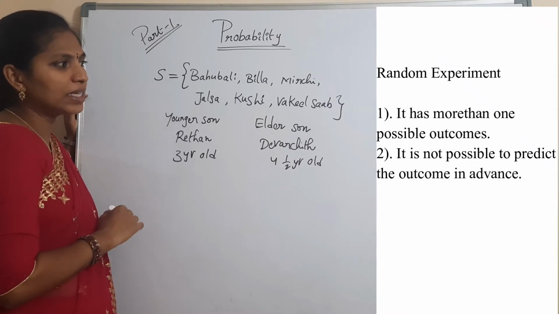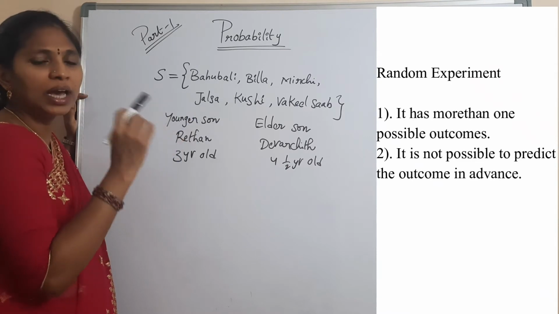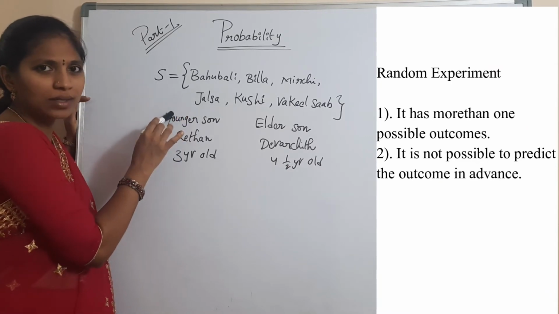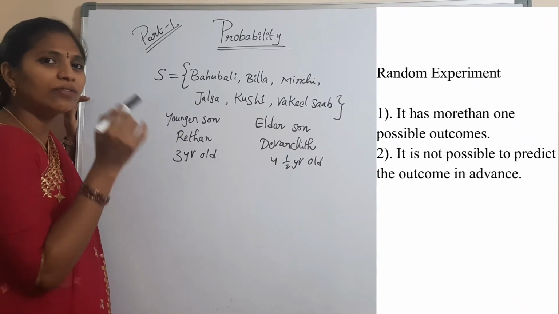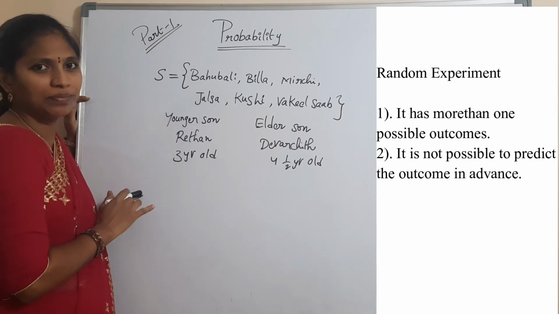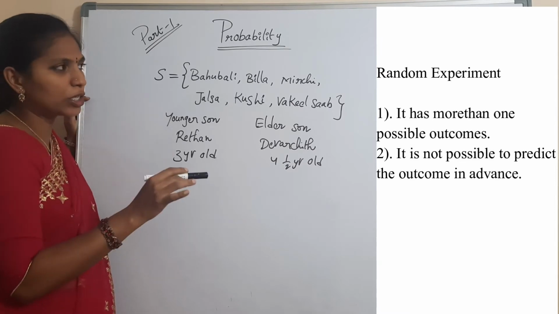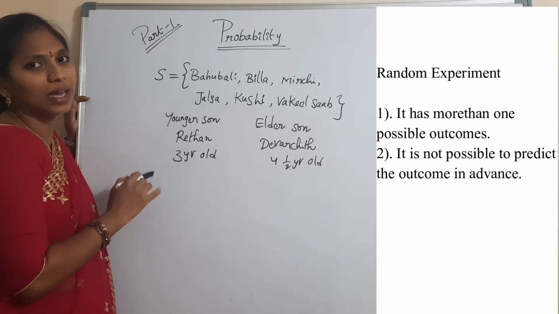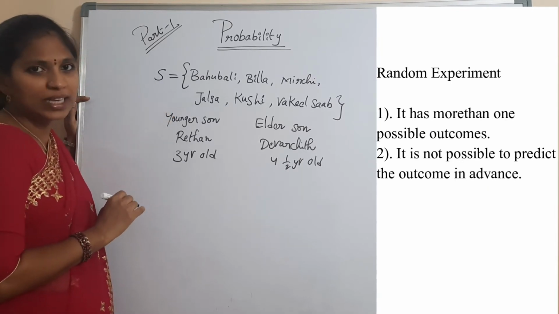And the second one is it is not possible to predict the outcome in advance. Before opening one of these cinemas, they don't know who is the hero. Only after opening can they say the hero's name. Yes or no? So it is not possible to predict the outcome in advance. So this is an example for a random experiment.